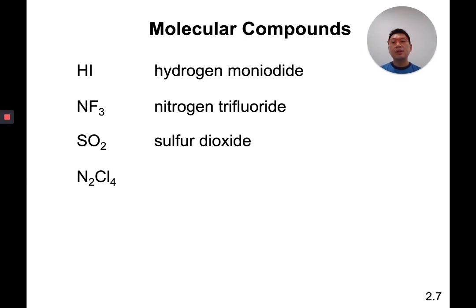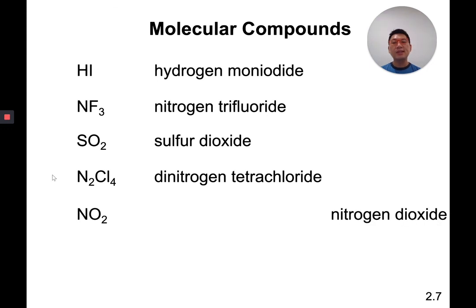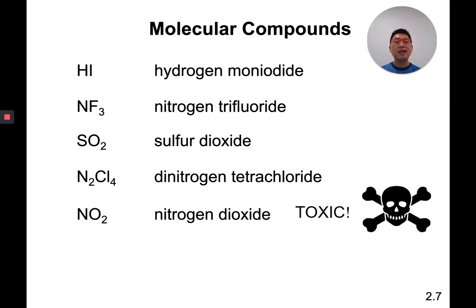N2Cl4. The prefix for 2 is di. The prefix for 4 is tetra. So this will be dinitrogen tetrachloride. Next one, NO2. Nitrogen with oxide. There's 2 oxides. Prefix for 2 is di. The name is nitrogen dioxide, which is a very toxic gas. If you breathe it in, it would kill you.